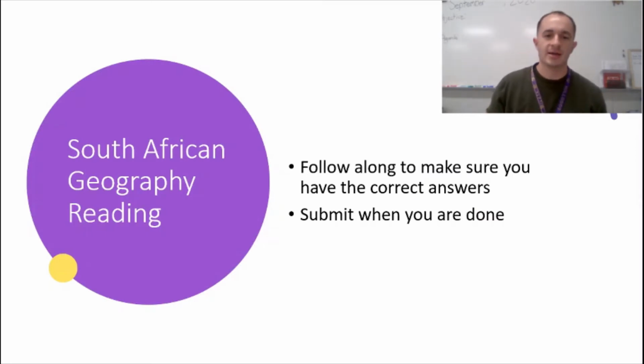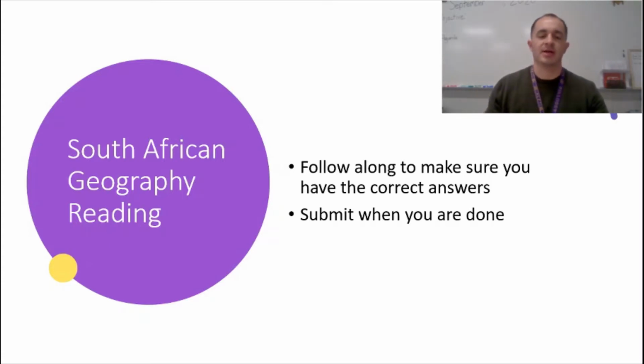Yesterday we had a reading about South Africa's geography. When we talk about geography, we talk about a bunch of different things: the people in the area, the wildlife, and the things that grow in this area, the different plants. And then we talk about the landforms, the resources that they have, the ecosystems, and the climates. When we read about all of that yesterday, we had some questions to answer.